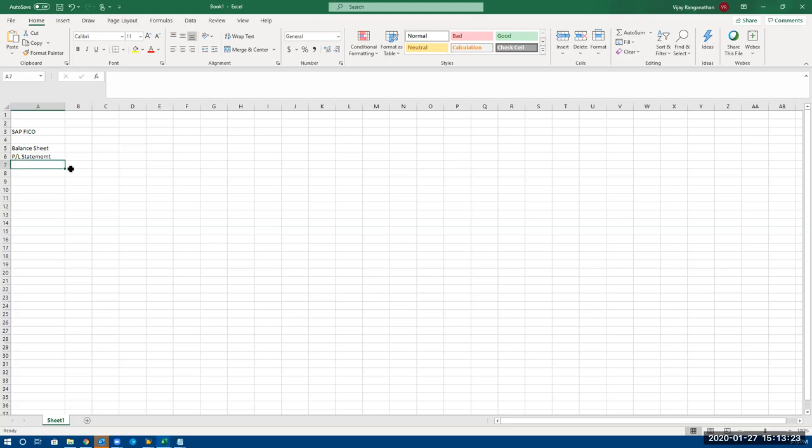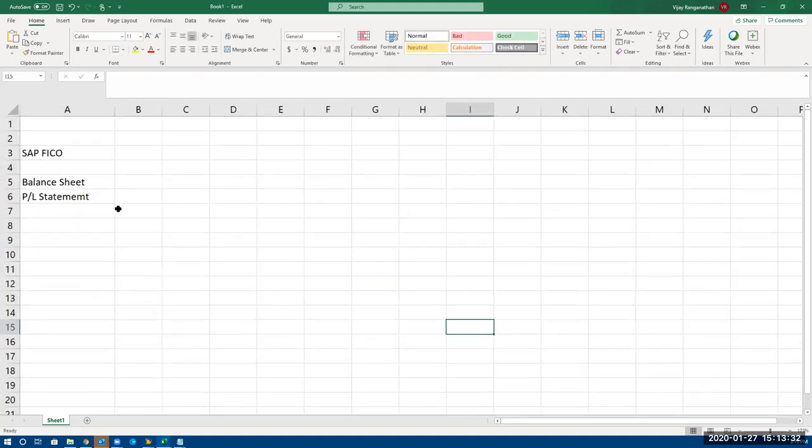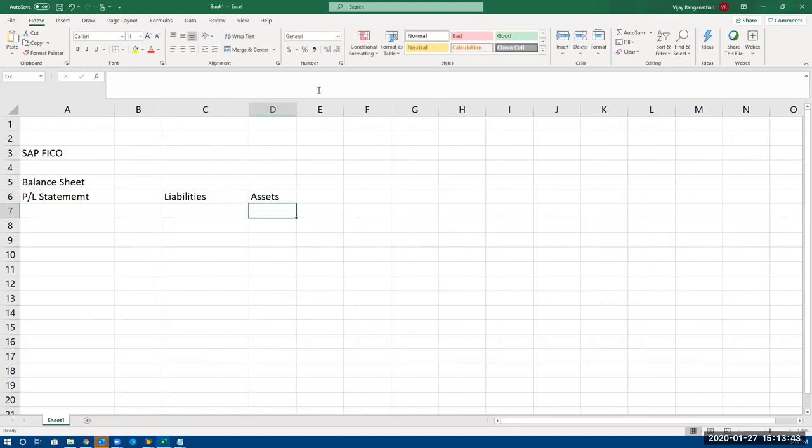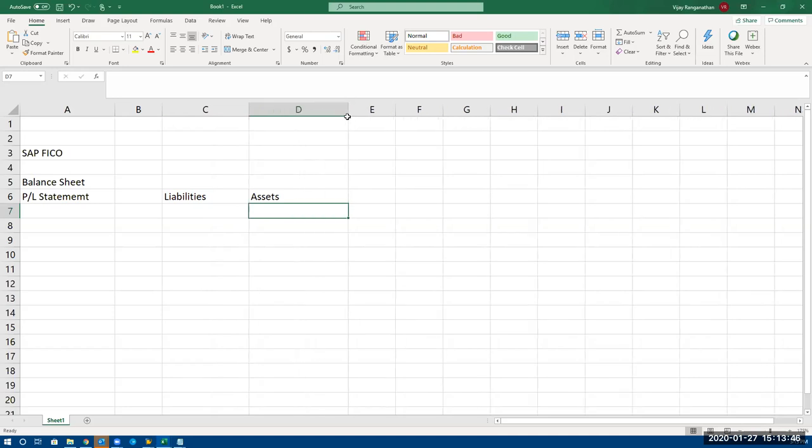So how many people know what a balance sheet is? The balance sheet basically talks about assets and liabilities. Let me enlarge this. You see my screen, right, everybody? Yes. Liabilities and assets. Okay, third thing, sorry, trial balance. This is the three statements that we will see today. Trial balance, liabilities and assets.